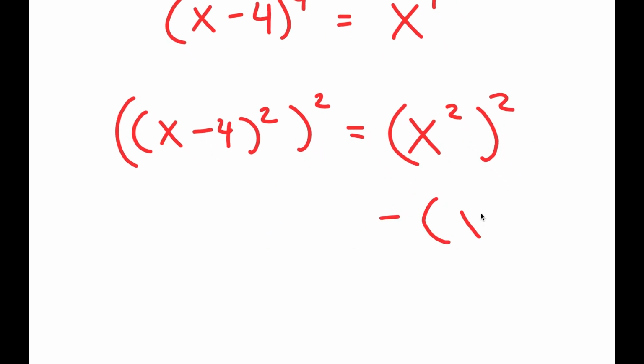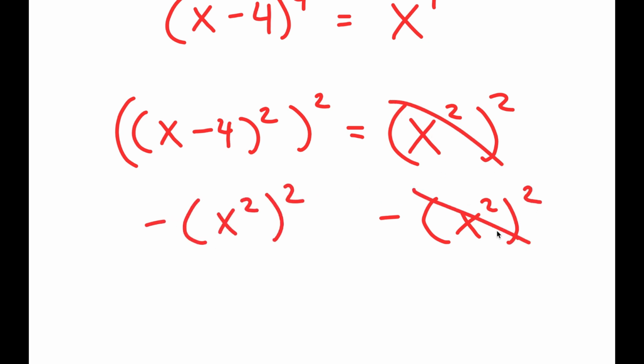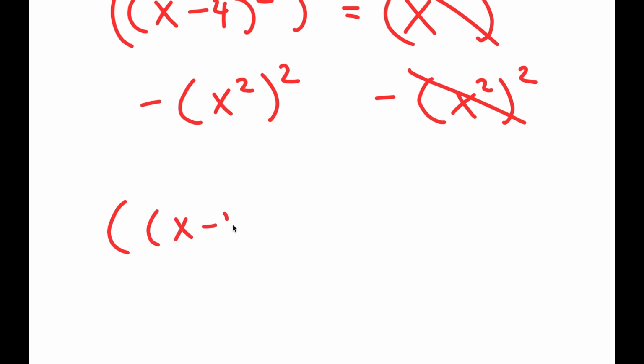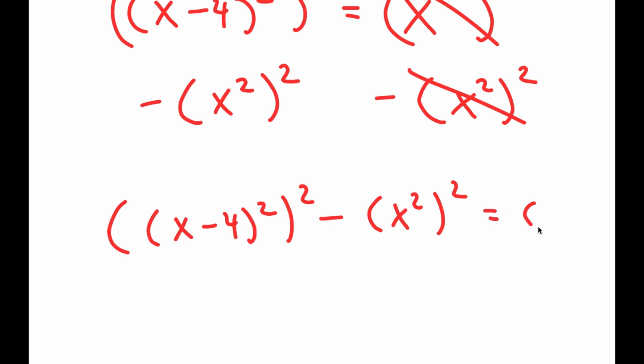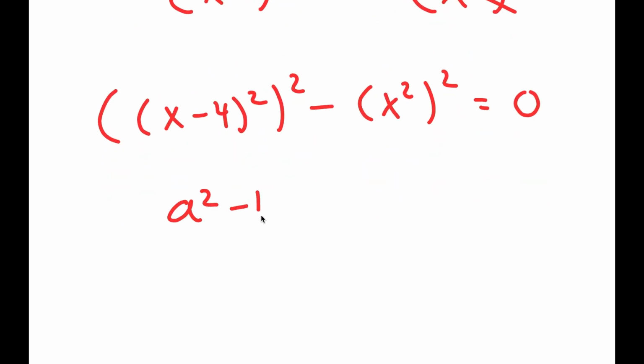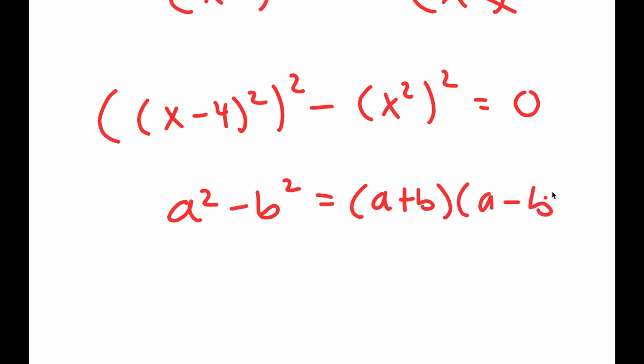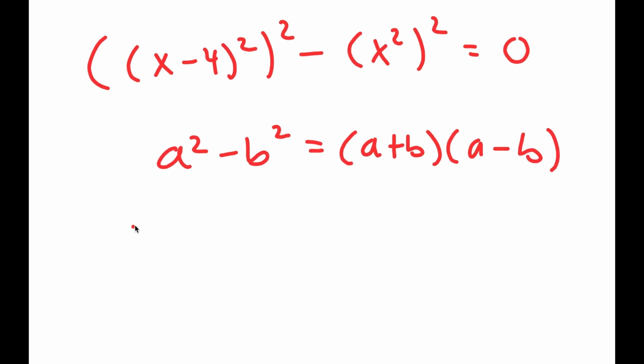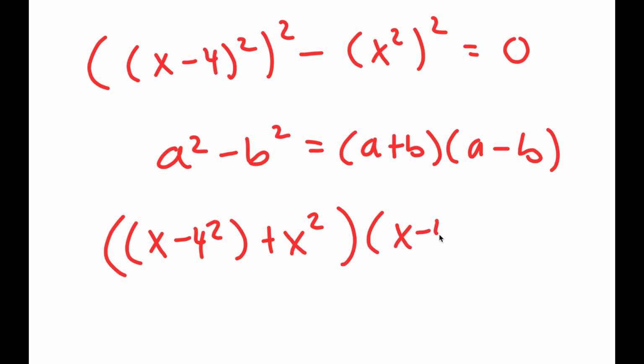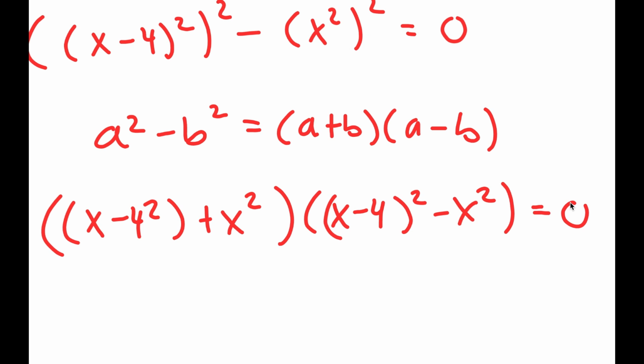And now I'm going to subtract (x to the power of 2) to the power of 2 on both sides. So these two cancel out, and I get ((x minus 4) squared) to the power of 2 minus (x squared) to the power of 2 is equal to 0. Now if I have something in the form a squared minus b squared, this is equal to a plus b times a minus b. So now I get ((x minus 4) squared plus x squared) times ((x minus 4) squared minus x squared) is equal to 0.